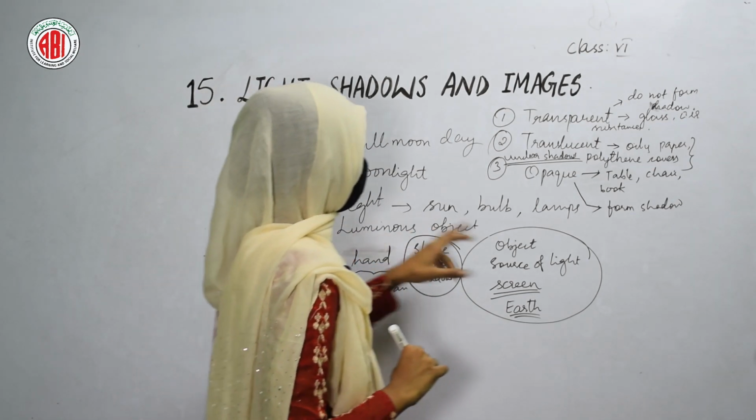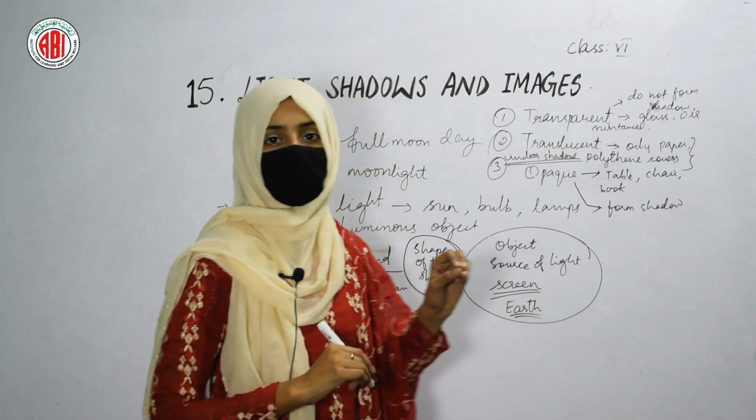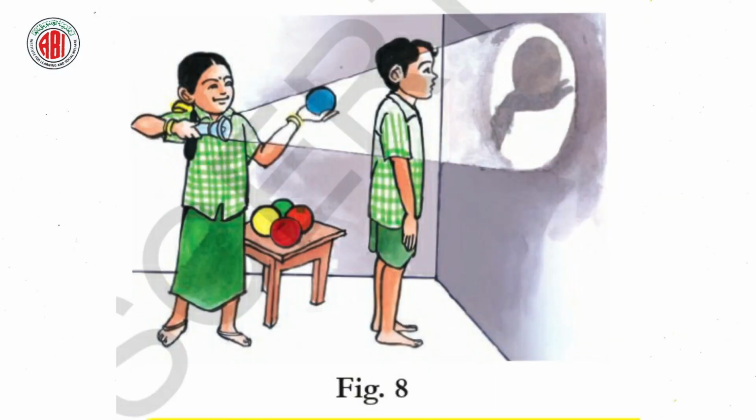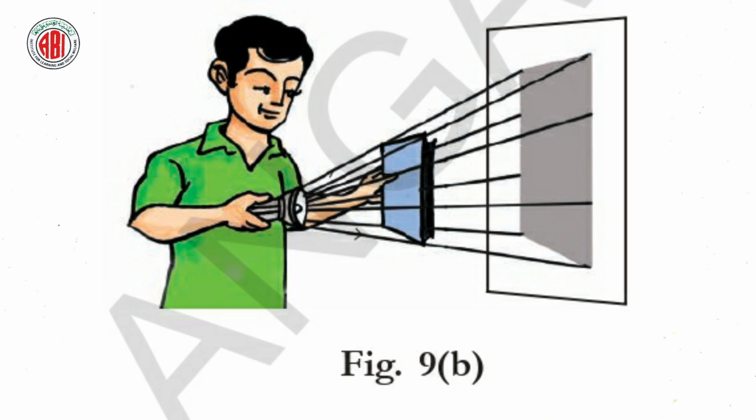Shadow will form only when the object, source of light and screen are present, and the color of the shadow will always be colorless, and the shape of the shadow depends upon the position and the shape of an object.